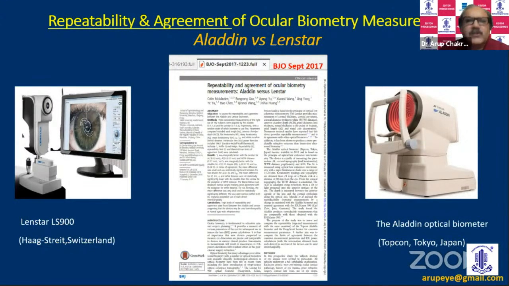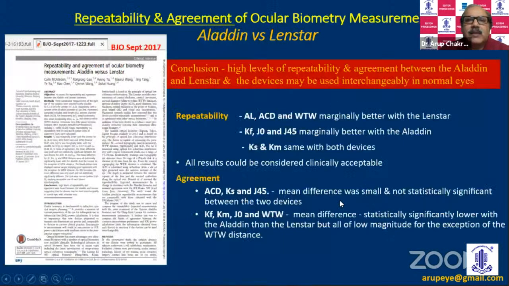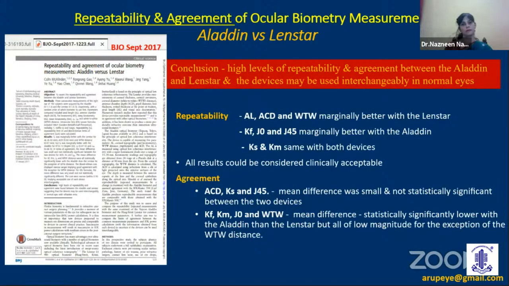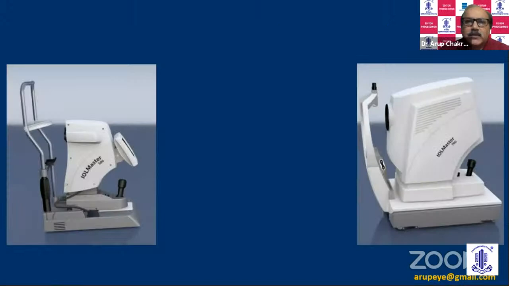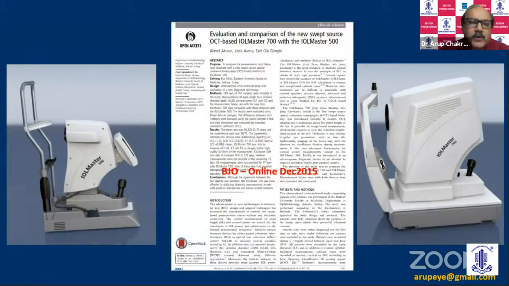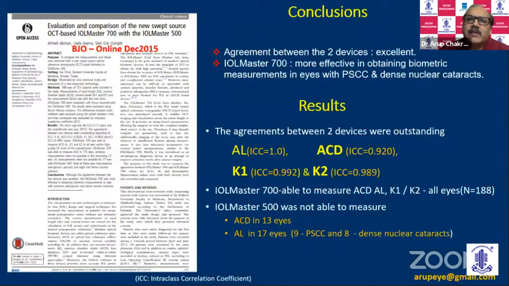There are multiple publications in the literature, but what caught my attention was the one published in BJO, which compared the Aladdin and the Lenstar, and found that there was a high level of repeatability and agreement between these two devices. Many of us have gone into the swept source OCT-based optical biometer, and again the question comes up: how does it compare with the older generation, the previous version of the optical biometer, the 500? So again, I refer to the BJO 2015 issue, and it said that there's a good agreement between the two devices. And of course, there are certain advantages of the IOL Master 700 over the IOL Master 500.